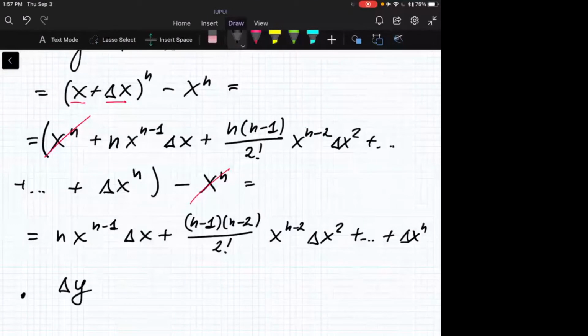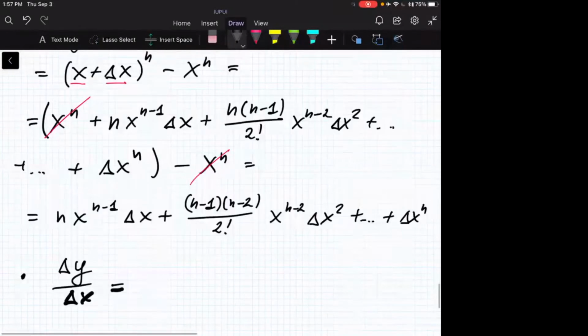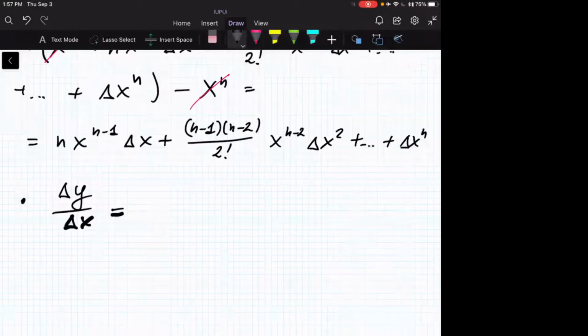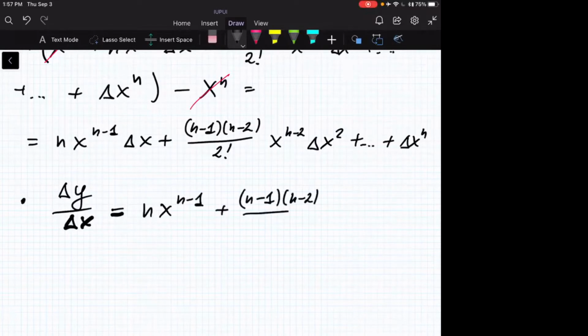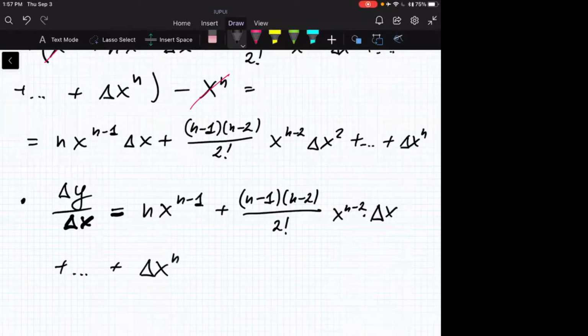Next step is consider the ratio delta y over delta x. And this will be what? I just divide term by term. So if I divide this guy, I will get n x to the power n minus 1. Then I'll get, this is just some constants, n times n minus 1 divided by 2 factorial, x to the power n minus 2, and delta x squared divided by delta x gives me just delta x. And so on, and plus delta x to the power n divided by delta x gives me delta x to the power n minus 1.